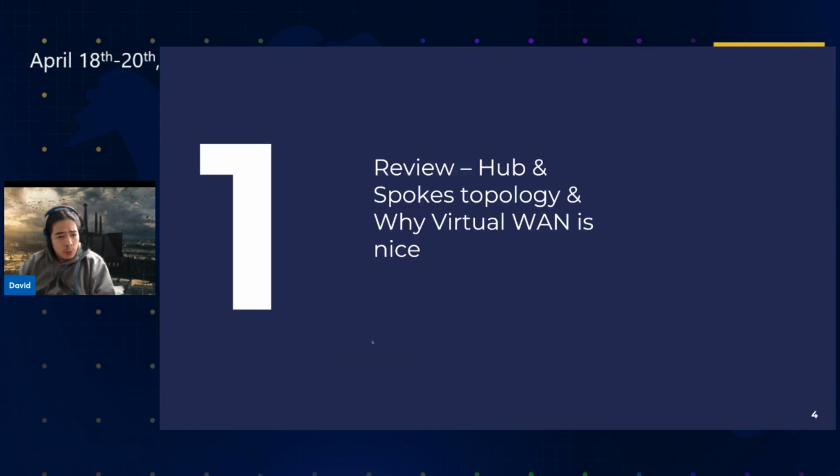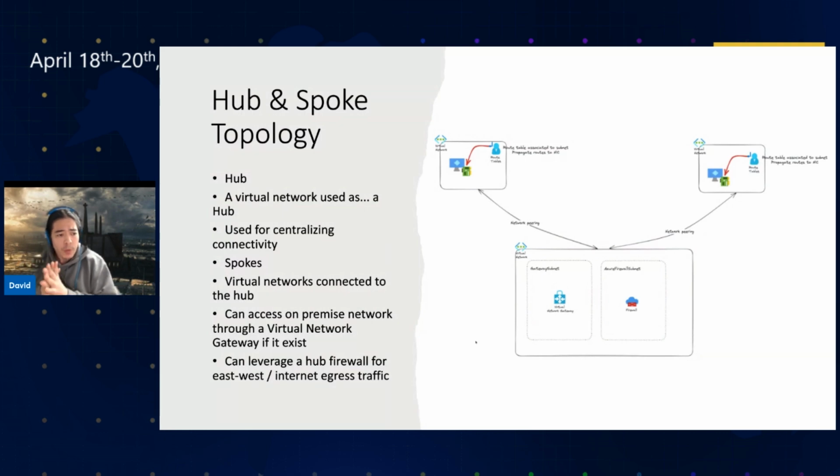So just to get started, a review of what is hub and spoke, and why we like virtual WAN. You probably know that in Azure, the recommended network topology is hub and spoke, which consists of, as you can see on the screen, a virtual network which is called a hub, and other virtual networks which are called spokes. The virtual network hub is a central network. It's used to centralize some services, and to also centralize the connectivity.